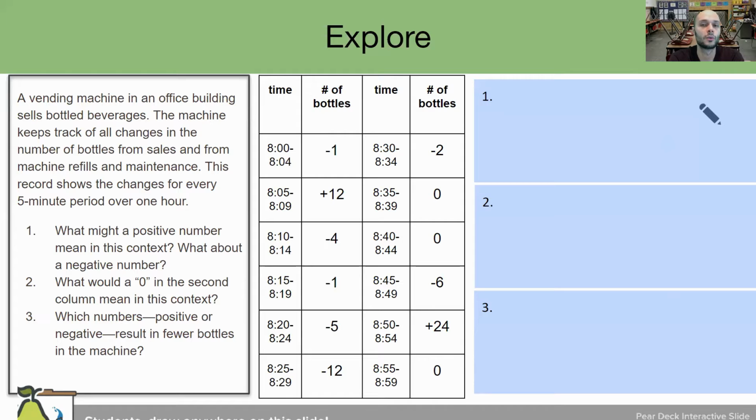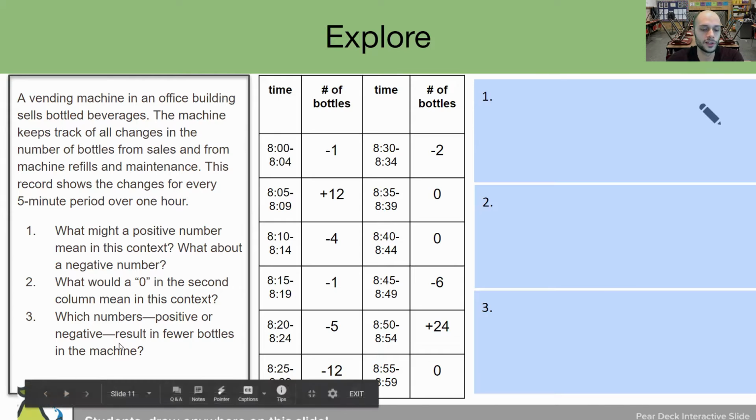All right, welcome back. Now that you've had a chance to read this problem to yourself and try to look for keywords and understand this, let's read it. It says, a vending machine in an office building sells bottled beverage. The machine keeps track of all the changes in the number of bottles from sales and from machine refills and maintenance. This record shows the changes for every 5-minute period over 1 hour. So this right here is some information for us. We have 3 questions we need to answer based on this information.